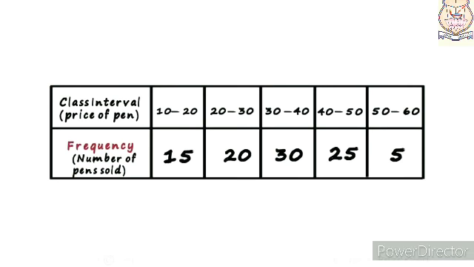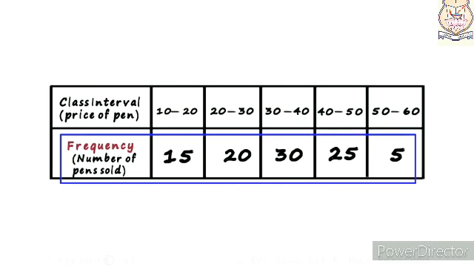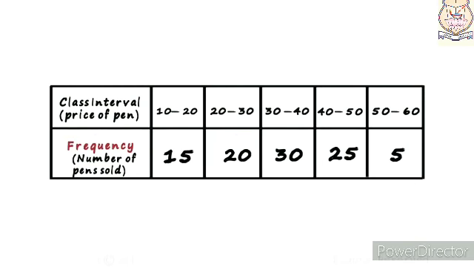In this table, we have the price range in one row and the frequency in another. 15 pens that cost between 10 and 20 rupees were sold. 20 pens that cost between 20 and 30 rupees were sold, and so on. Frequency is simply the number of times something has occurred, or you can say how frequently something has occurred. And these intervals, as we can see, are continuous. The upper limit of one is the same as the lower limit of its next interval.